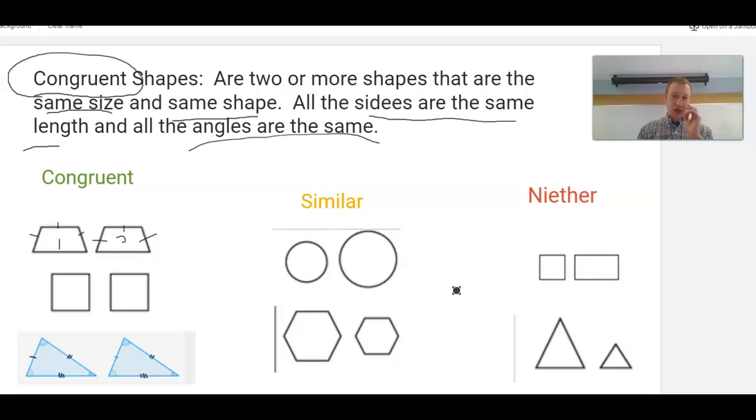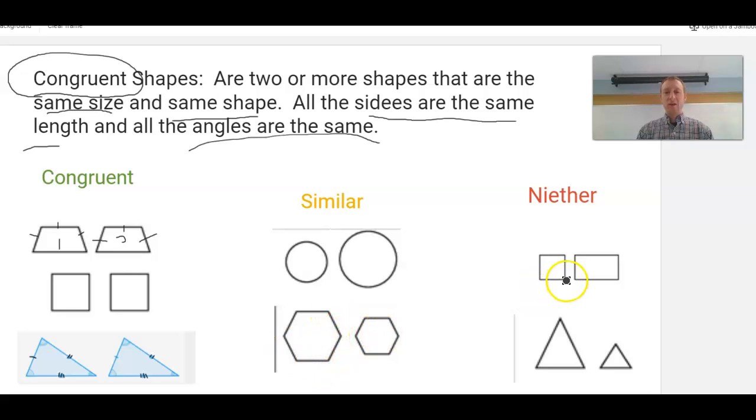Now, similar shapes are just that. They're similar, but they're not congruent. These two shapes are similar. They look pretty much the same, right? They're both circles. However, this one's bigger than this one, right? So they're similar. They look pretty much the same, but they're not congruent because the sizes are different.